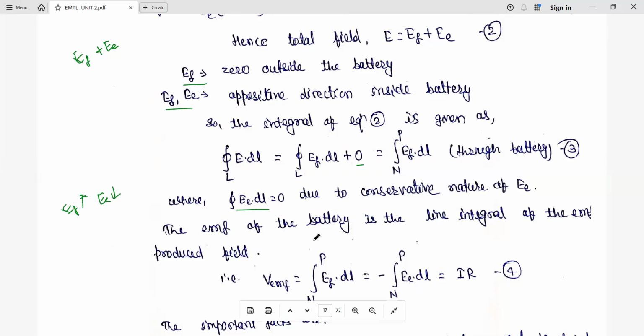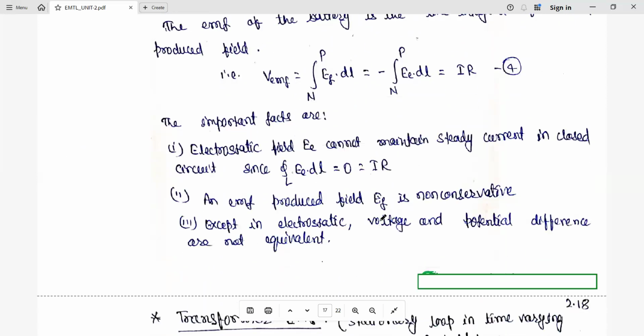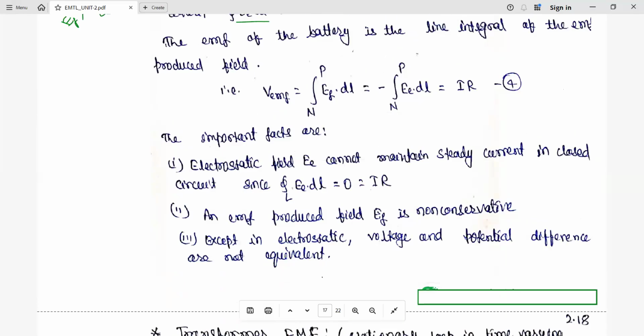So on the basis of that, here we are seeing that we have V_EF, this value V_E, that is the induced voltage, the integral of E_F dot dl between N and P, the 2 points we have seen earlier. Now E_F is replaced by minus E_E, and this is equal to IR, that is V equal to IR from Ohm's law.